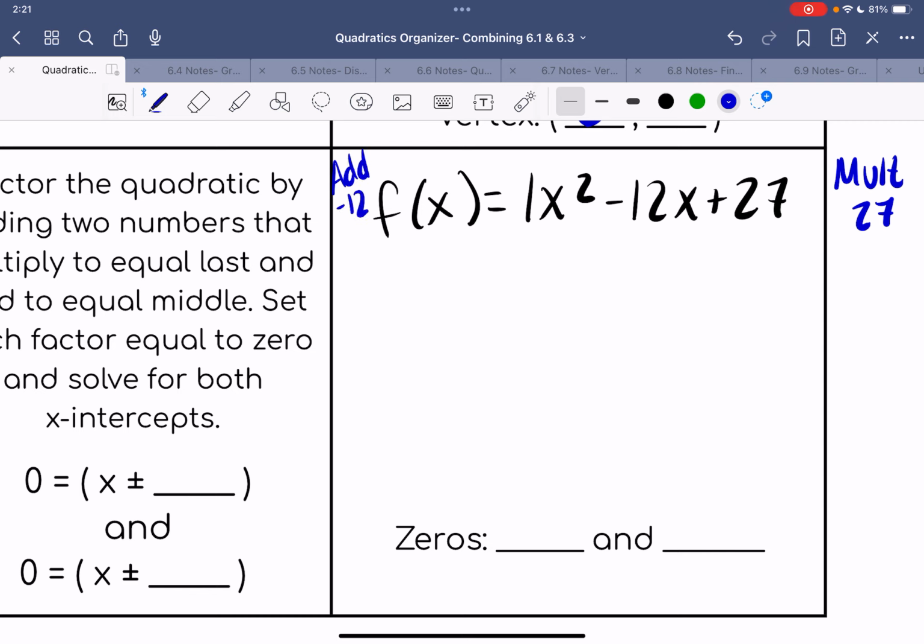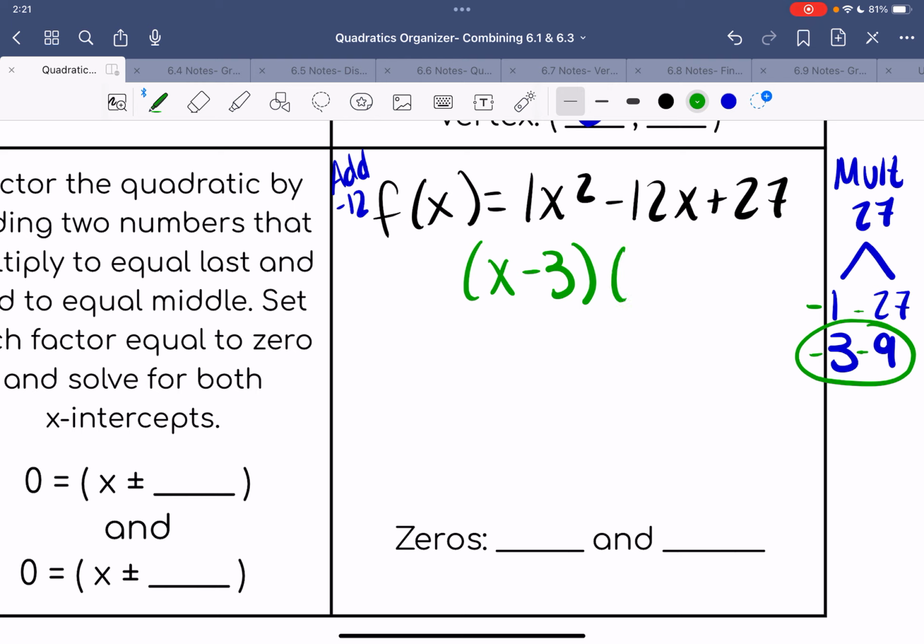So numbers that multiply together to be 27 are 1 and 27. 2 doesn't work. 3 and 9. And I think that's it. 4, 5, 6, 7, 8 don't work. Okay, how we multiply to be positive and add to be negative is both negatives, double negatives. So the numbers that add together to be negative 12 are going to be negative 3 and negative 9. So our factored form here is x minus 3 times x minus 9.